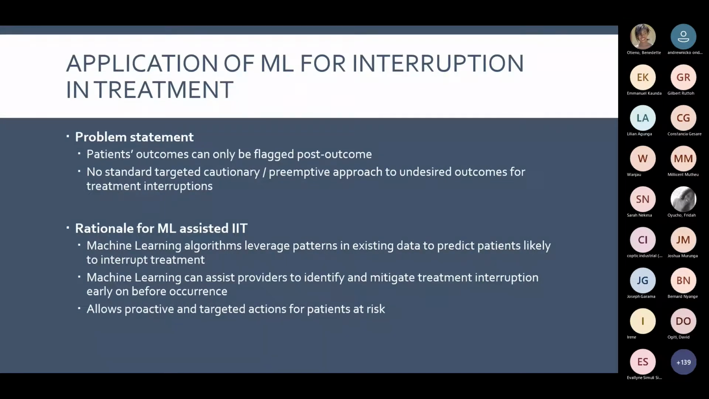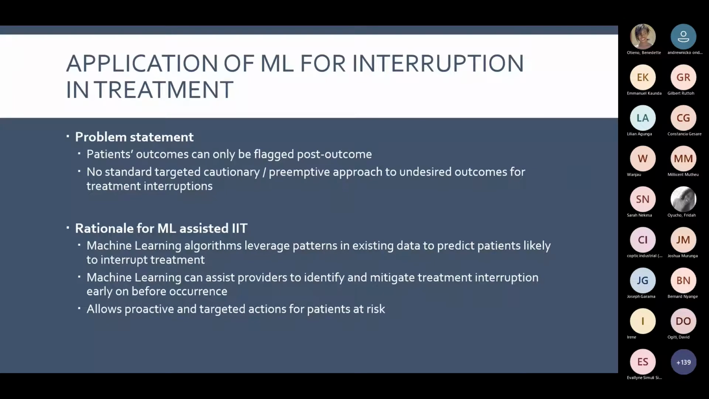So this has been a problem because primarily we talk of IIT once it has happened, and the program wanted a way to flag potential IITs and let the program team make necessary arrangements to get them to continue treatment. The rationale again is that the ML algorithms are capable of leveraging patterns in the existing client profiles so that they can flag those people out for us.